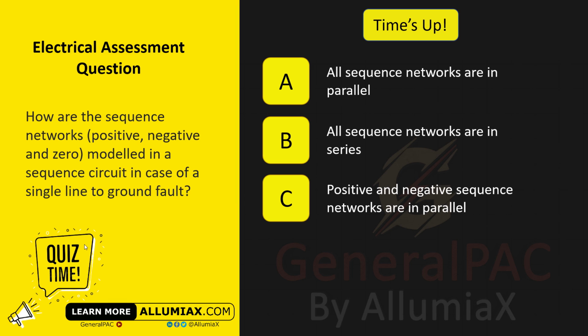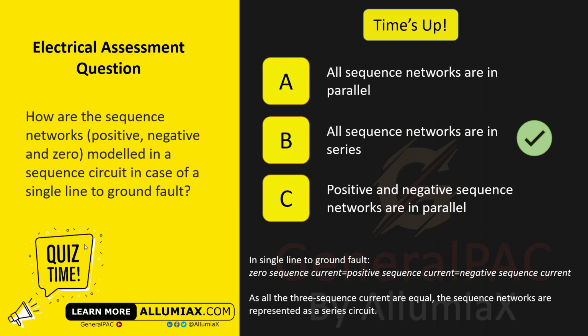Time's up. The answer is B. All sequence networks are in series. In single line to ground fault, zero sequence current equals positive sequence current equals negative sequence current. As all the three sequence currents are equal, the sequence networks are represented as a series circuit.